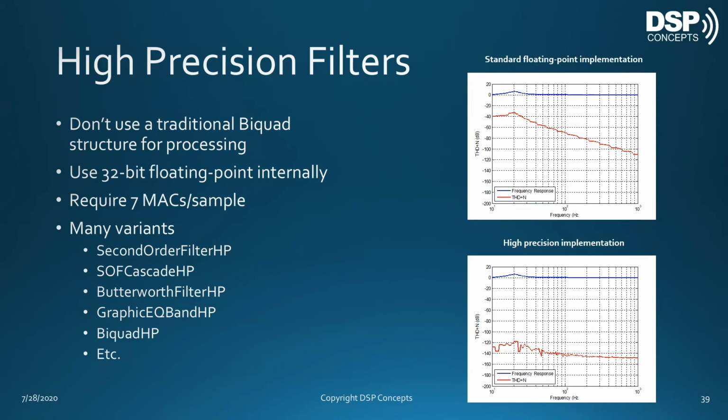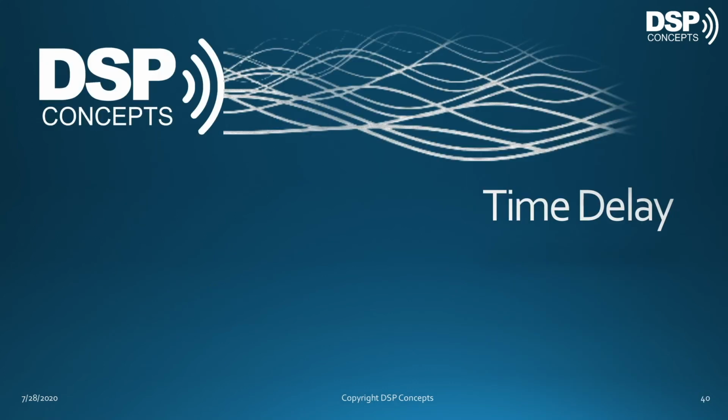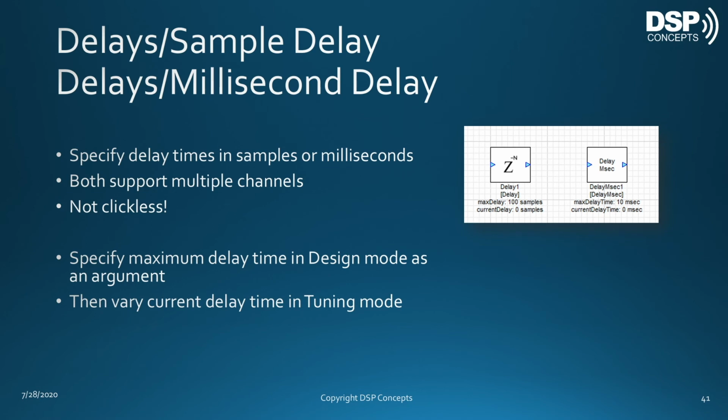If you're doing low frequency changes, say below 100 hertz, then it's good to use a high precision filter. Let's now look at modules for adding time delay. There's a sample delay module and a millisecond delay. They do the same thing, except one you specify the delay time in samples, the other one specified as milliseconds. Both modules accept multi-channel data, and these modules are not clickless. So if you make a delay change at runtime, you'll hear a pop or click.